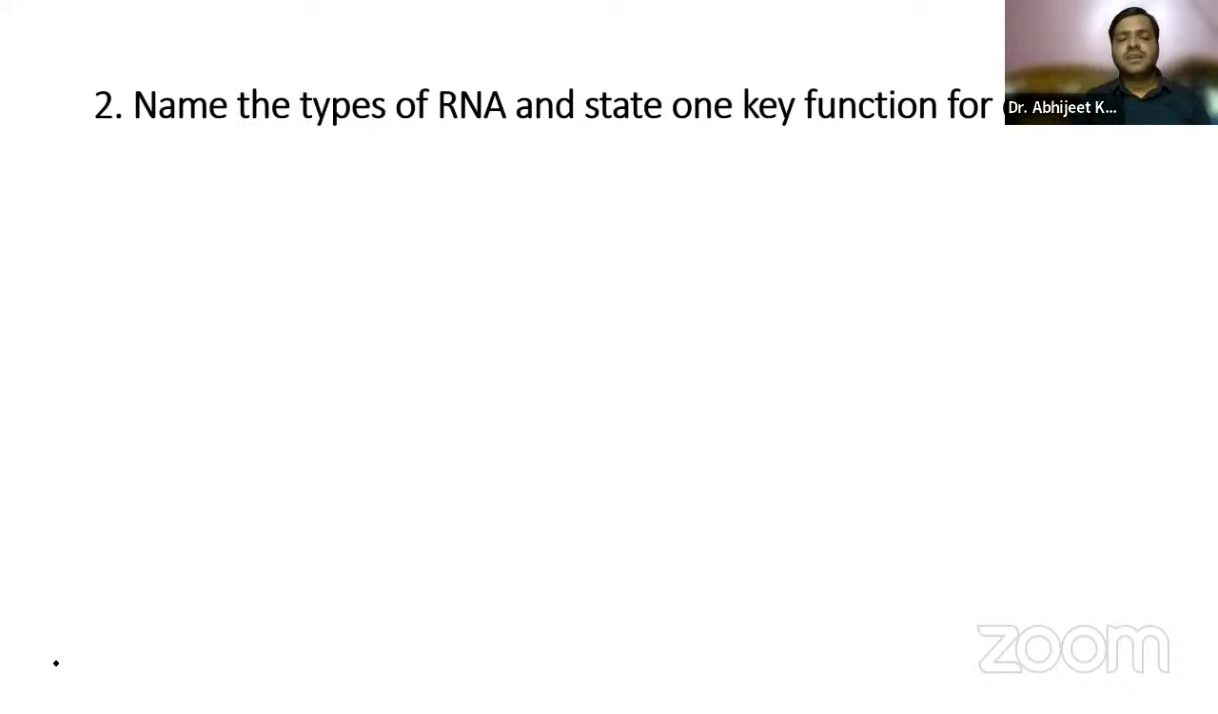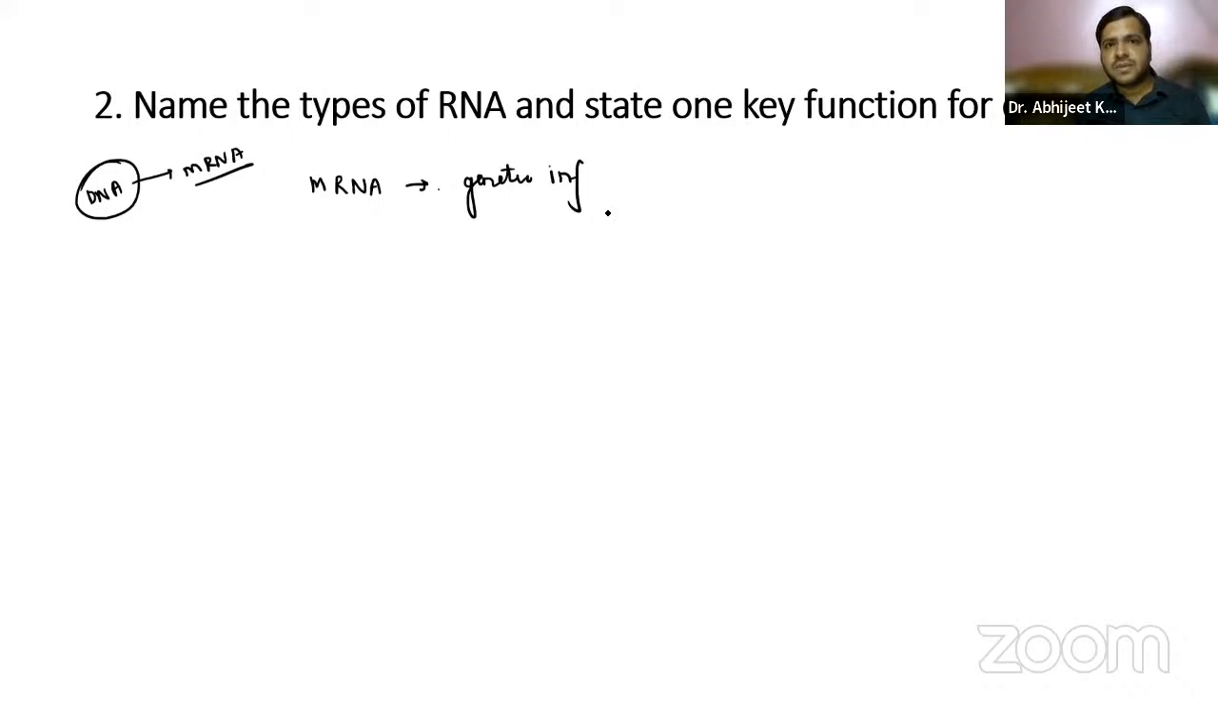Now, name the types of RNA and state one function of each. Guys, you already know the mRNA. mRNA basically carries genetic information from DNA. What is formed? RNA. And which RNA? mRNA. So mRNA is carrying the genetic information from the DNA to ribosomes. Obviously, further it will form proteins, right? Facilitating the assembly of the amino acids into proteins.